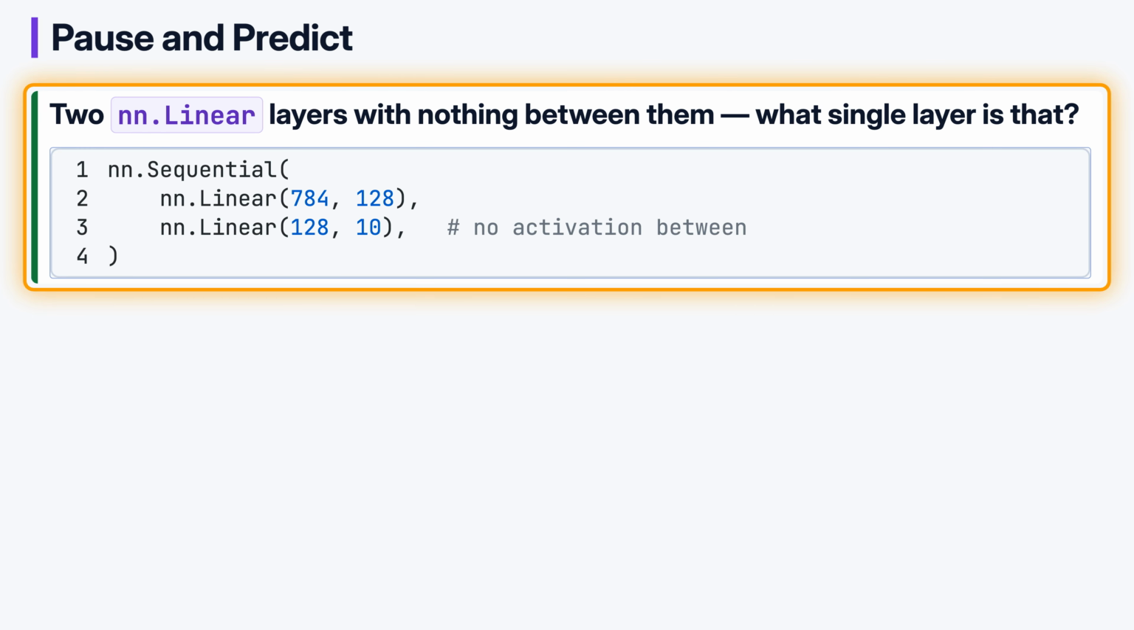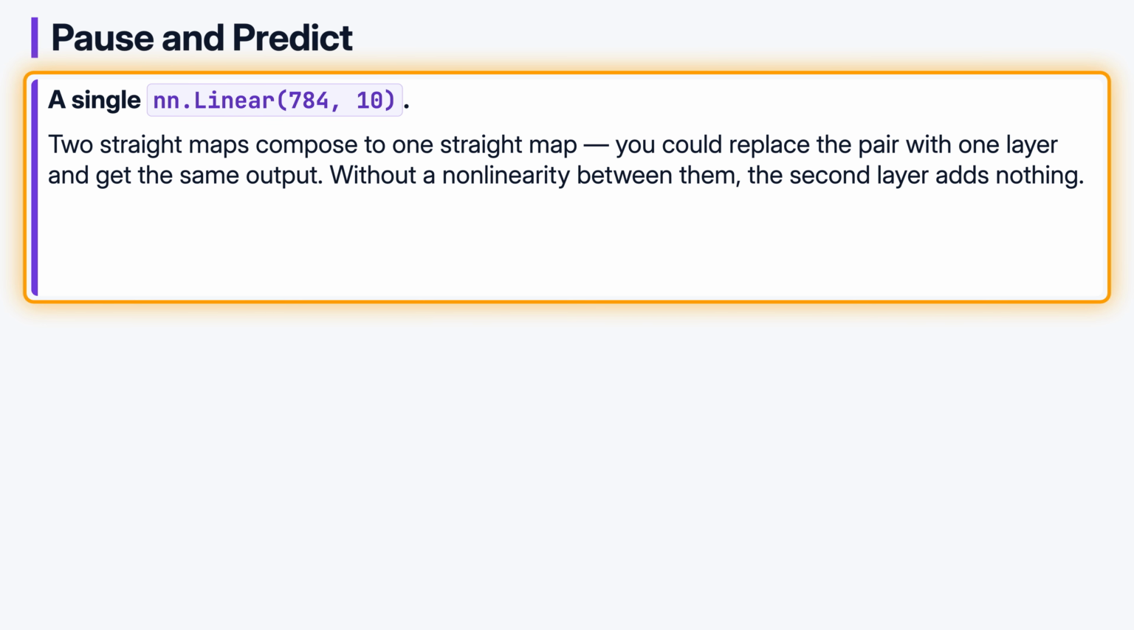One more check before we go. 2 nn.Linear layers with nothing between them. What single layer is that? Pause and predict. It is a single nn.Linear, 784 to 10. 2 straight maps compose to 1 straight map. The trap is thinking 2 layers must beat 1. With no activation between, they are exactly 1 layer.